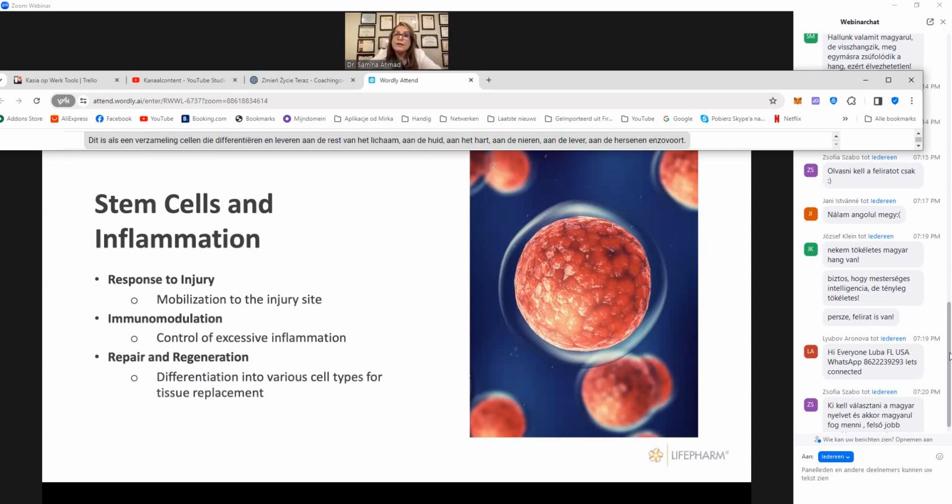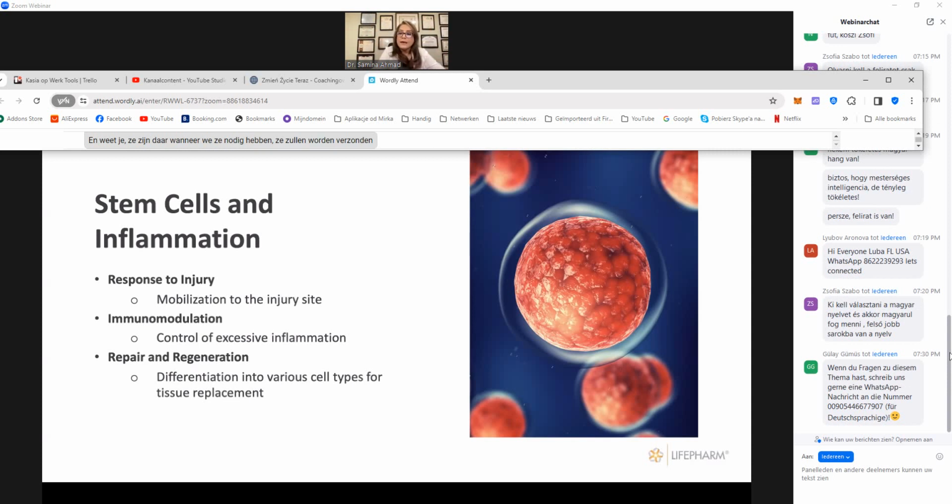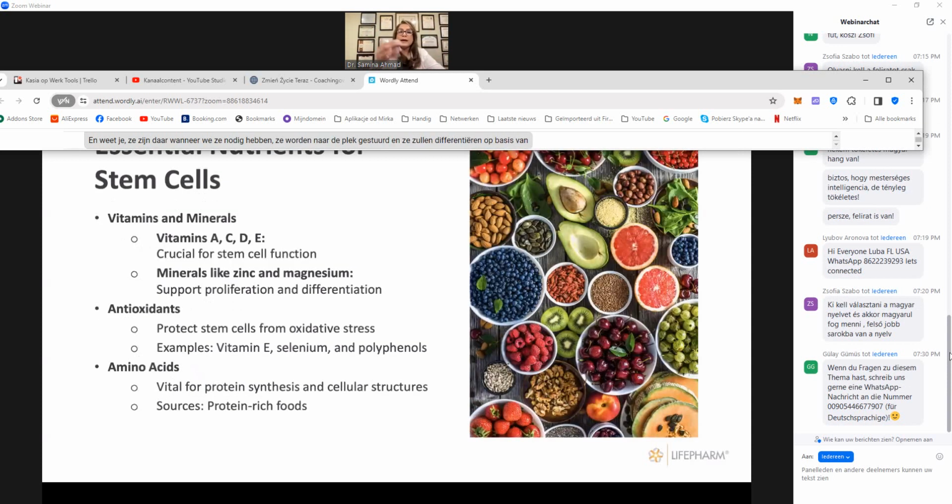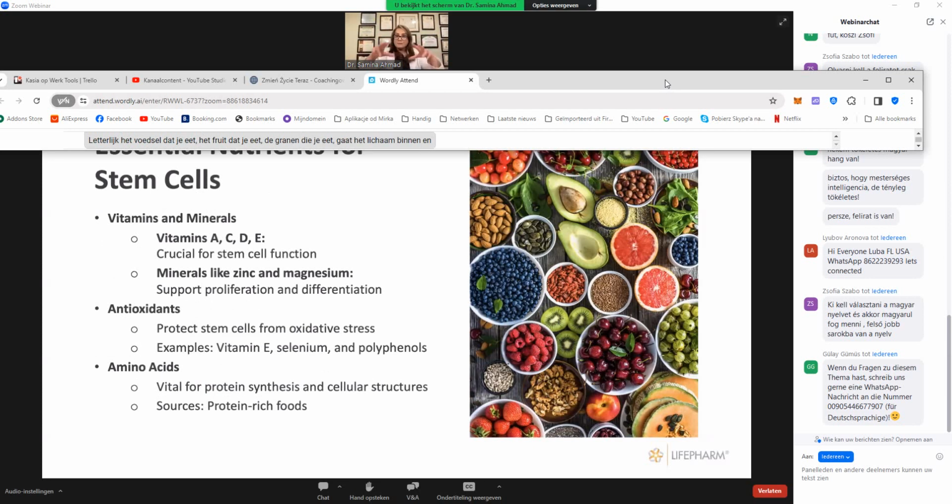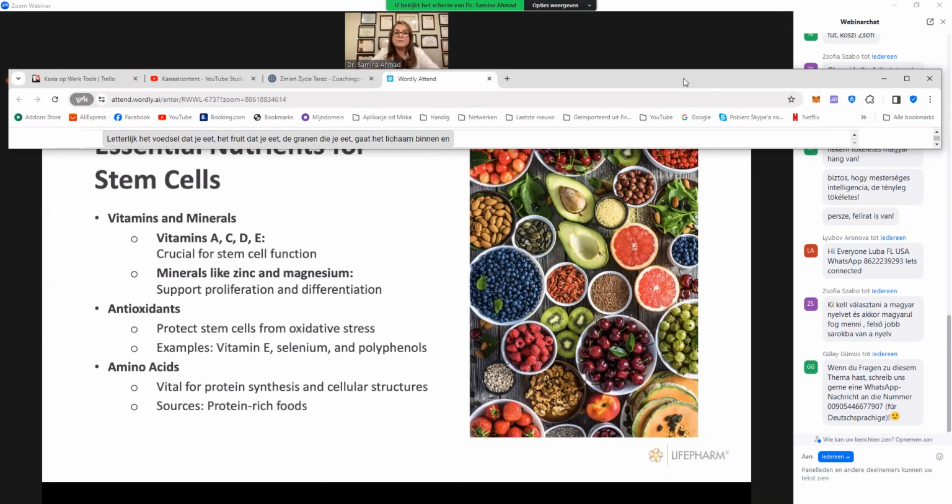And so you need to have a good pool of stem cells. They will be also working to reduce excessive inflammation in your body. And they are out there whenever we need them. They will be sent to the place, and they will differentiate accordingly. So look at what do they eat? What are the nutrients for them? It's the food you eat. Literally, the food you eat, the fruit you eat, the grains you eat is going to go into the body, and it becomes their food, and then they become stronger. So their needs are literally the same as your needs.